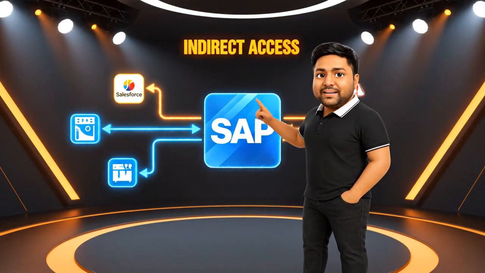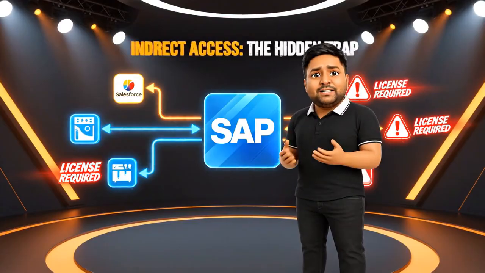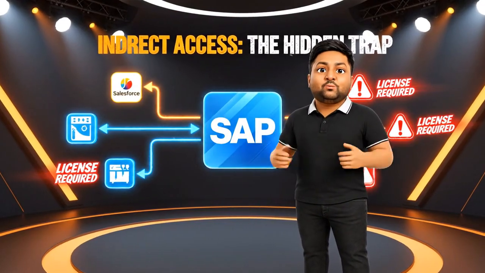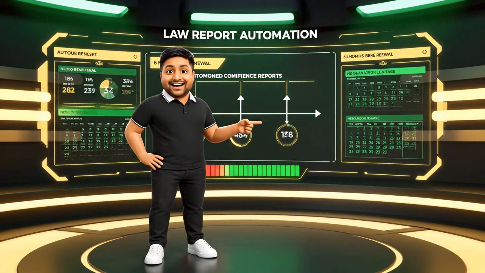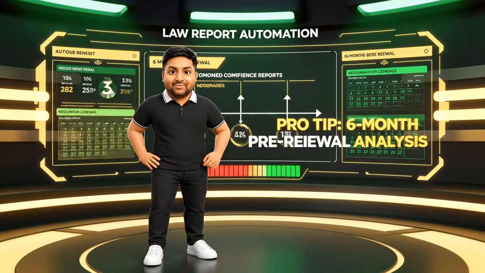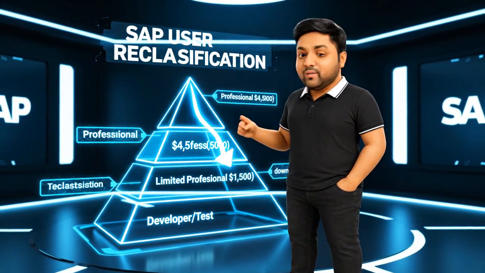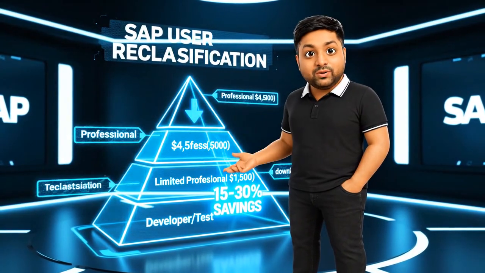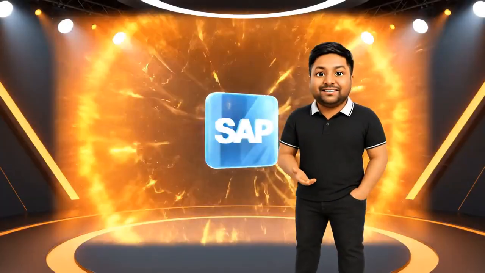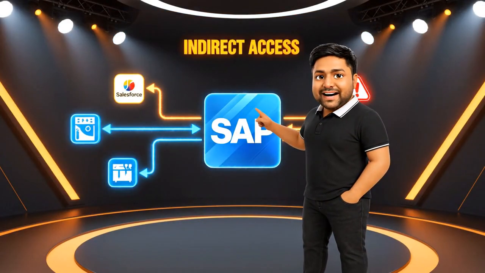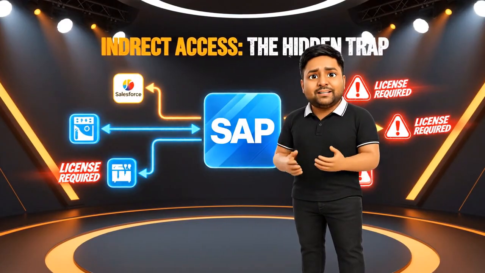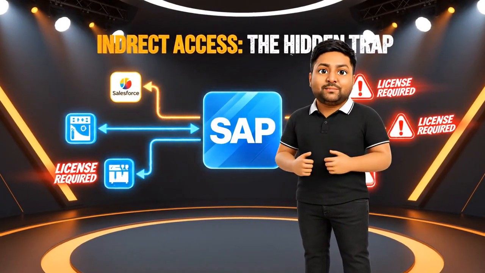Today, we're tackling SAP, the publisher with the most confusing user types and the most expensive audit penalties in enterprise software. SAP licensing is unique because it's based on named user types, and there are multiple categories, each with a different price point. A professional user costs around $3,000 to $4,500 per year. A limited professional user is about $1,500. A developer or test user is significantly less. The problem? Most organizations have users classified at the wrong level.